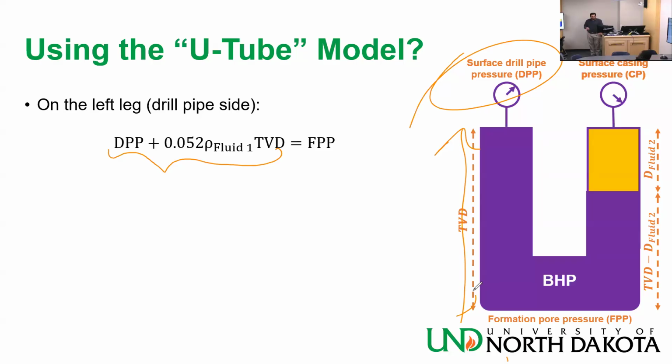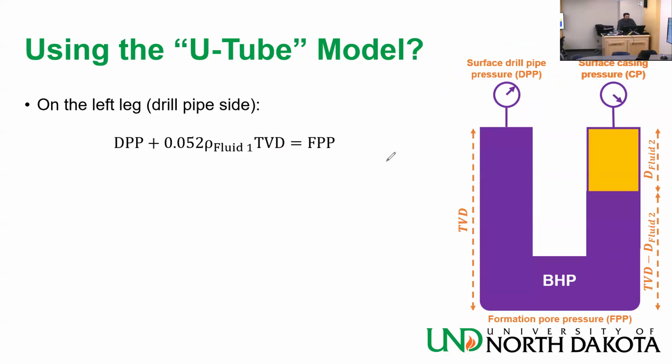What is the mud weight, and where in the drill pipe? Surface? No, at the bottom. At the bottom, is it the bottom hole pressure? Yes. Okay. And this equation basically says bottom hole pressure is equal to the formation pore pressure. If I'm balanced, this must be true. Bottom hole pressure equals the formation pore pressure. That's the left leg.